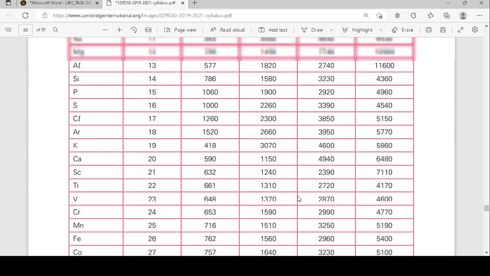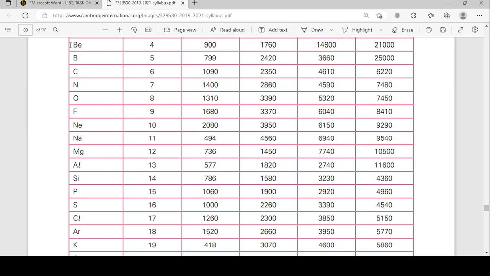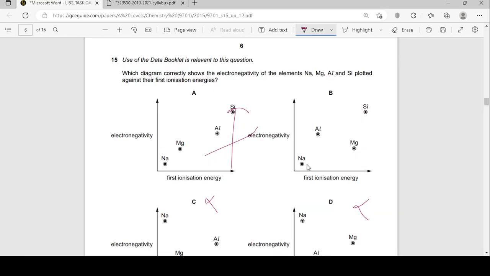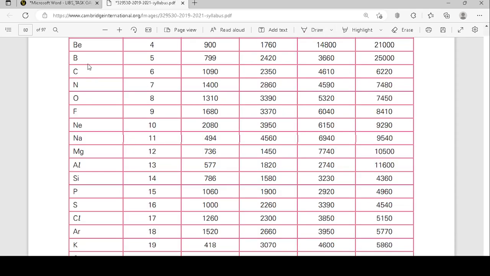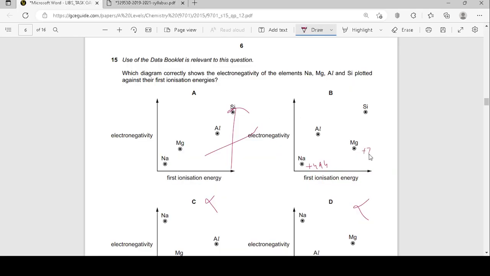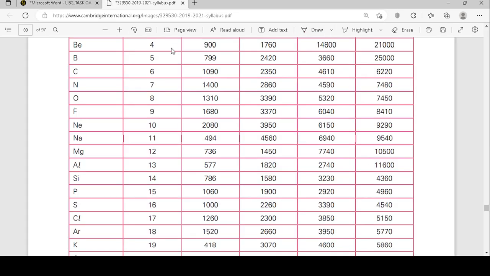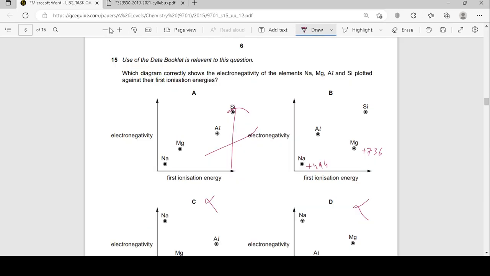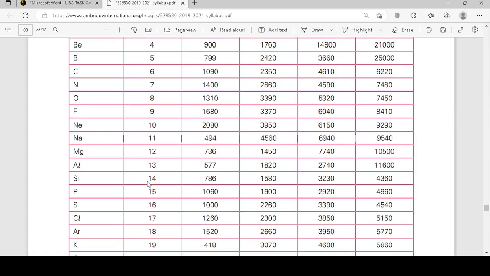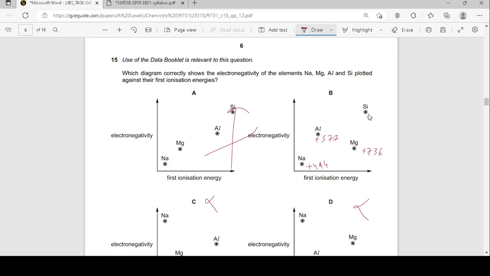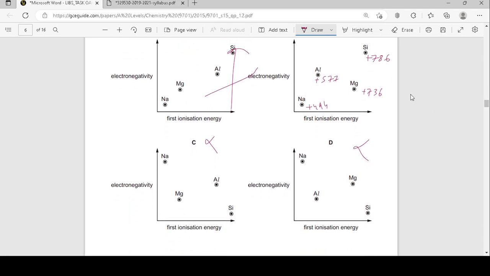Yes, okay. So the first ionization energy of sodium is +2080. Oh, sorry, I'm looking at the wrong one. That was neon, so sodium, +494, that makes more sense. +494. Magnesium is 736. And aluminium is +577. And silicon is +786. So actually, I think it should be B then, because those match.